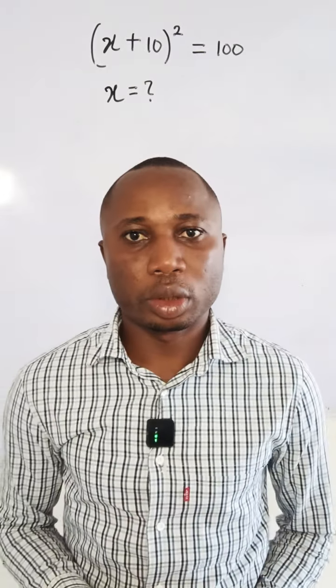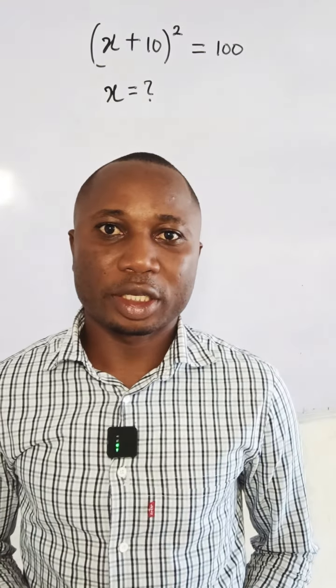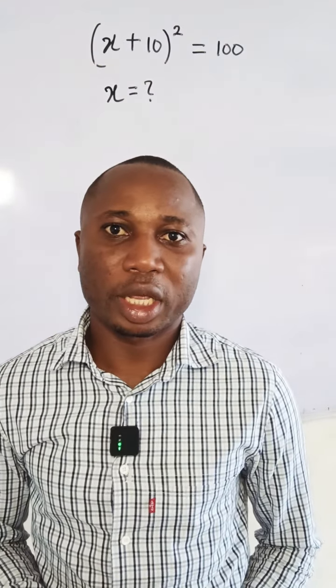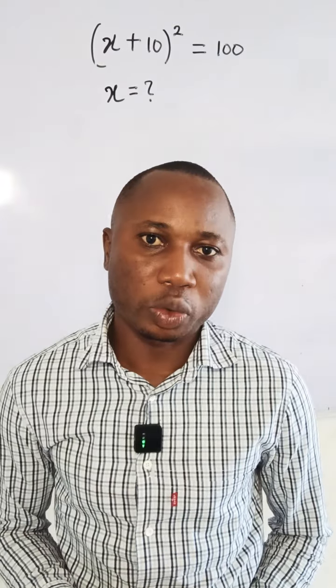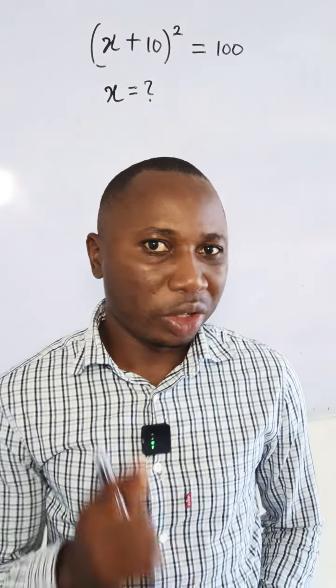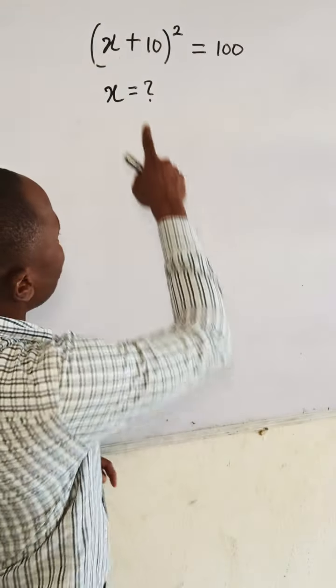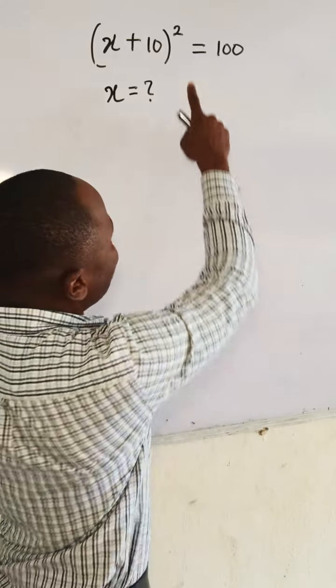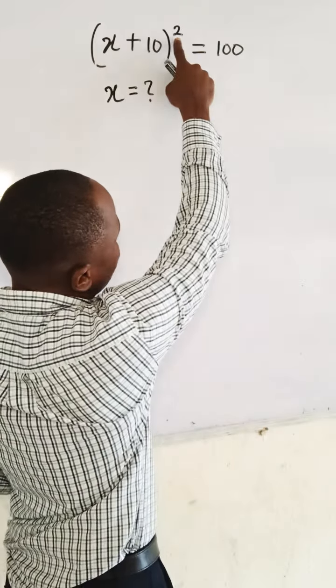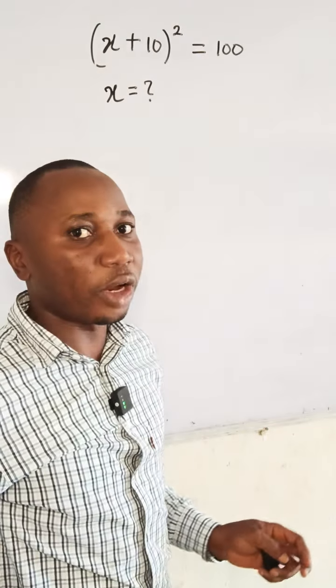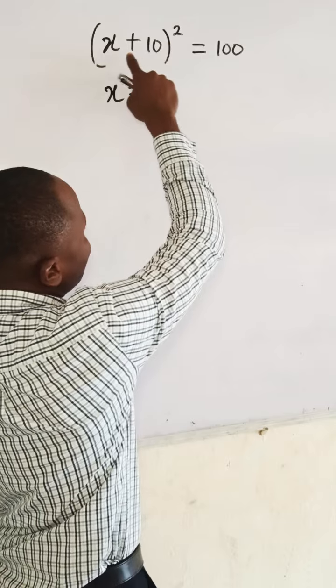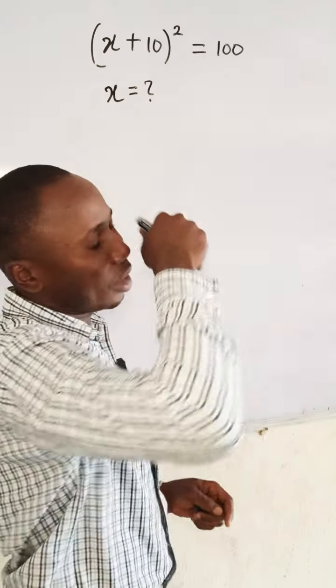Look at this equation. We are asked to find the value of x in the equation, which is (x plus 10) raised to the power of 2 equals 100. That means we are looking for x. But how do we get this x? We see that this whole expression is raised to the power of 2. It's becoming very difficult for us to assess the x that is inside there.